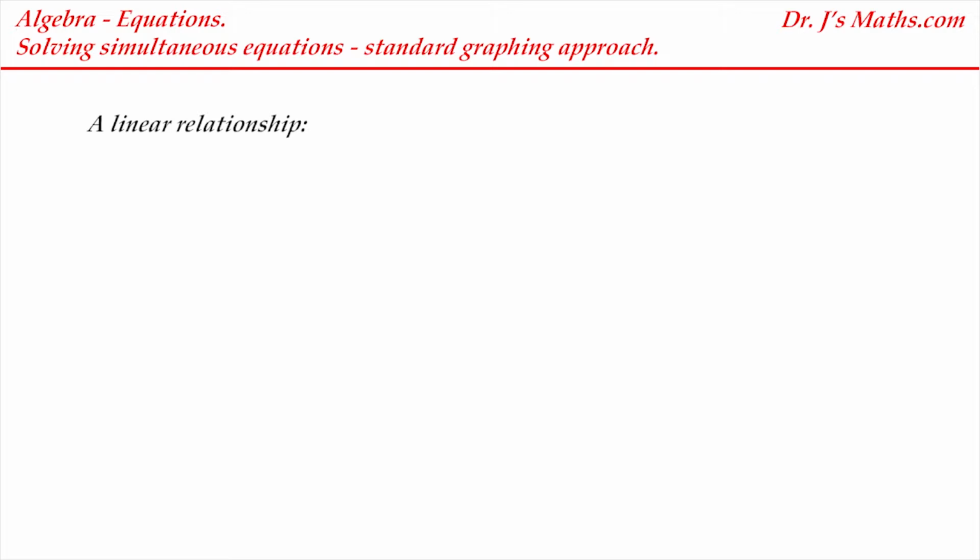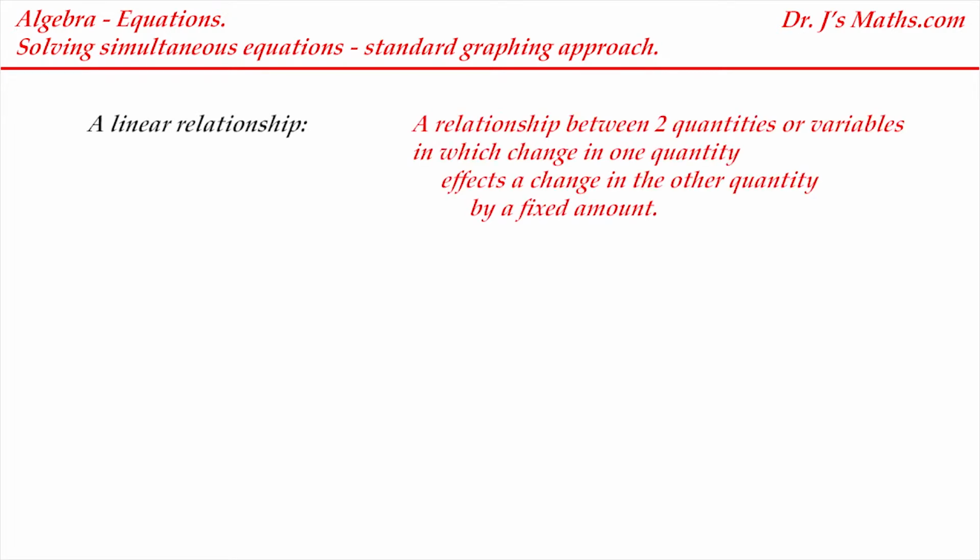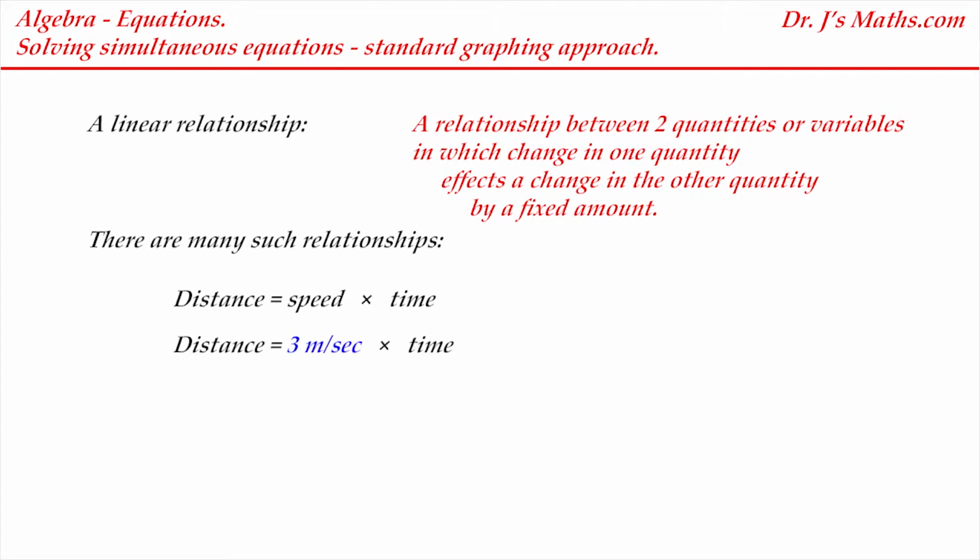A linear relationship is a relationship between two quantities or variables in which change in one quantity affects a change in the other quantity by a fixed amount. There are many such relationships that we come across all the time. For example, we take the distance equals speed times time relationship. So if we say that our speed is 3 meters per second, then we can write distance is equal to 3 meters per second times the time we ran for. So in symbols, we can write d for distance equals 3 for the speed times time.